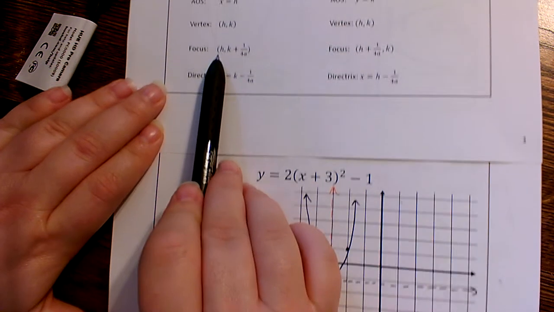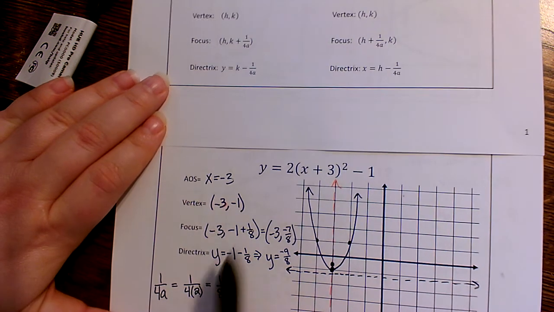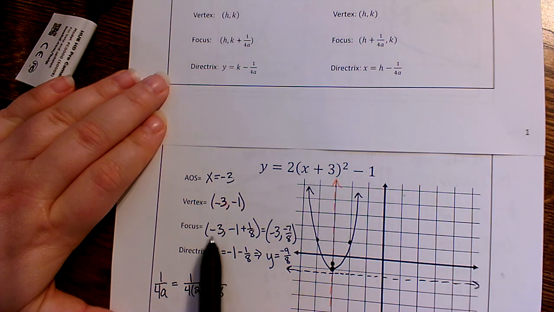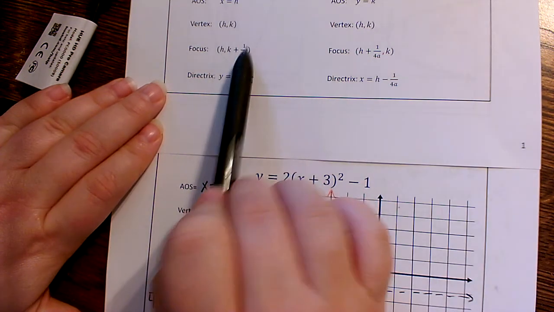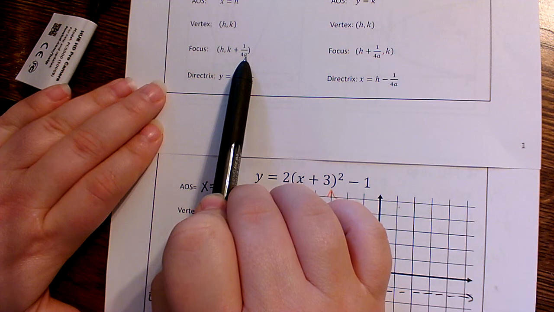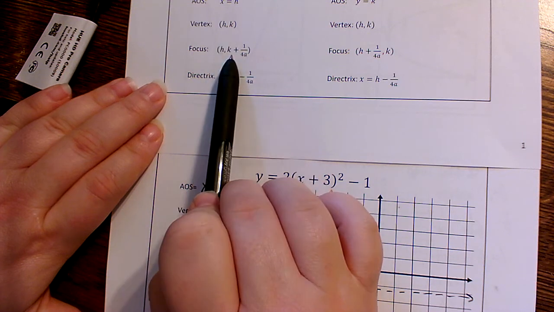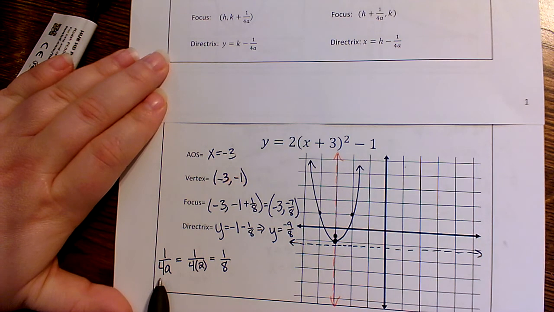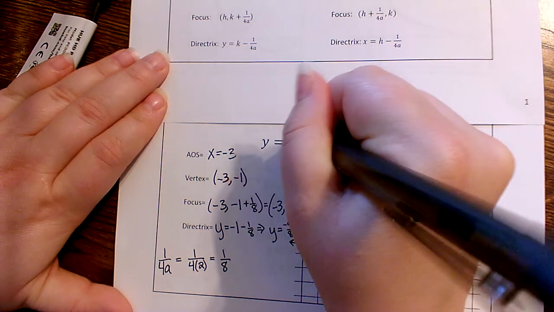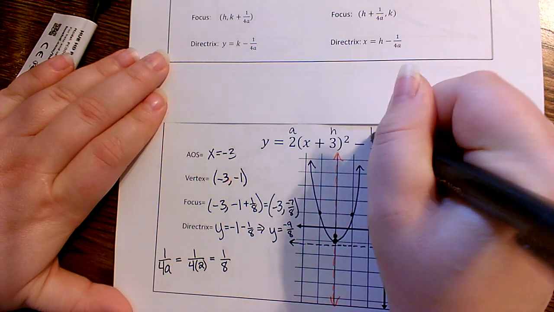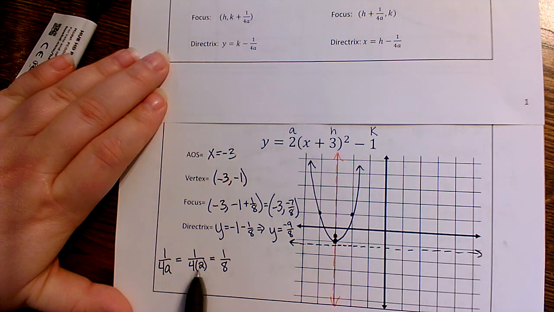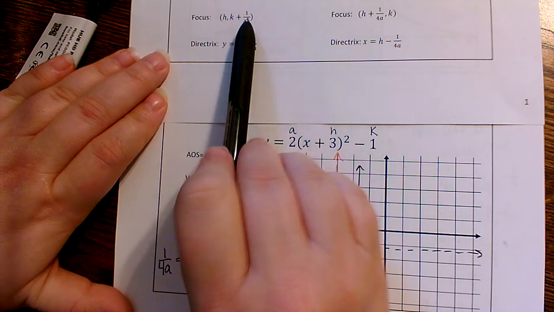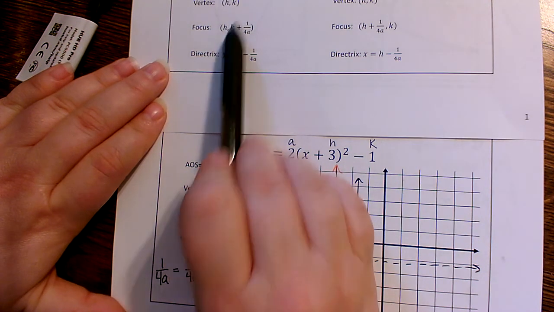To find the focus, we said h, that's the same. So we know that the x-coordinate of the focus is going to be negative 3. Then we have to find 1 over 4a and add it to the y-coordinate of the vertex. So 1 over 4a. I worked that out off to the side here. So 1 over 4 times a. Well, a is this number here, 2. So 4 times 2 is 8. So this is 1/8.